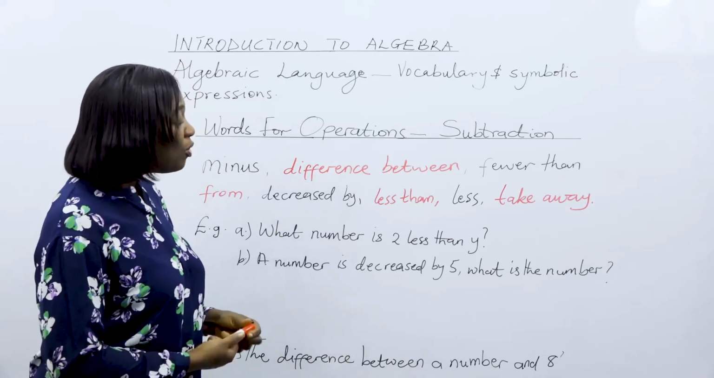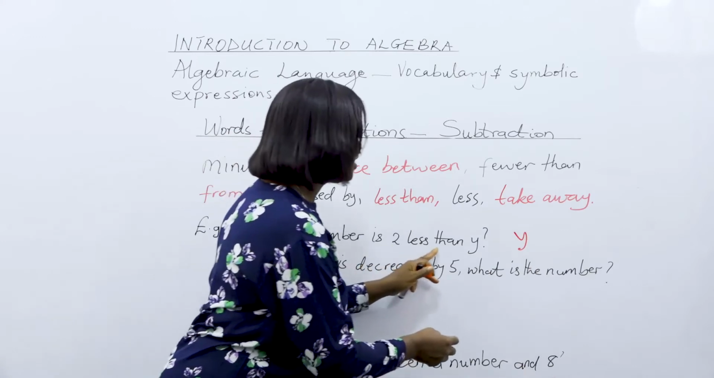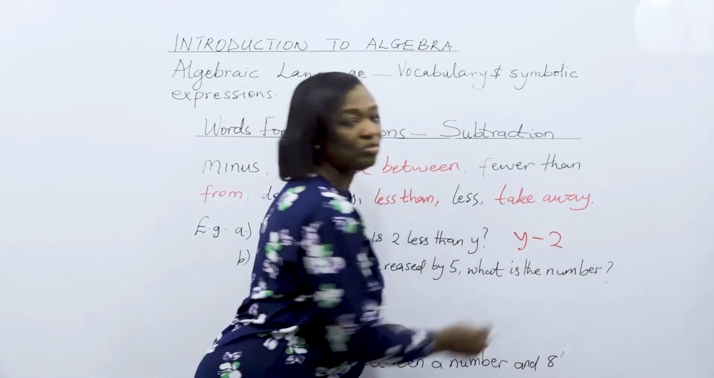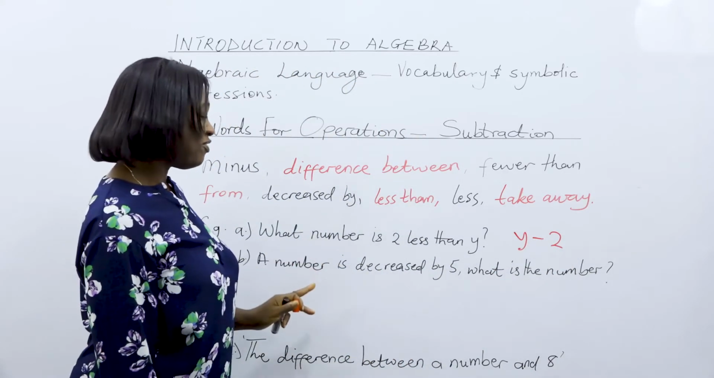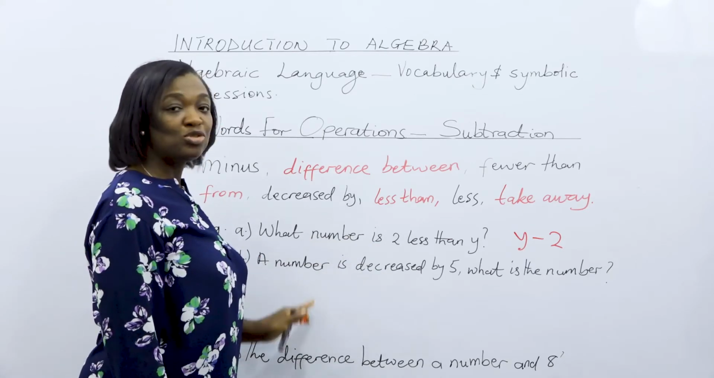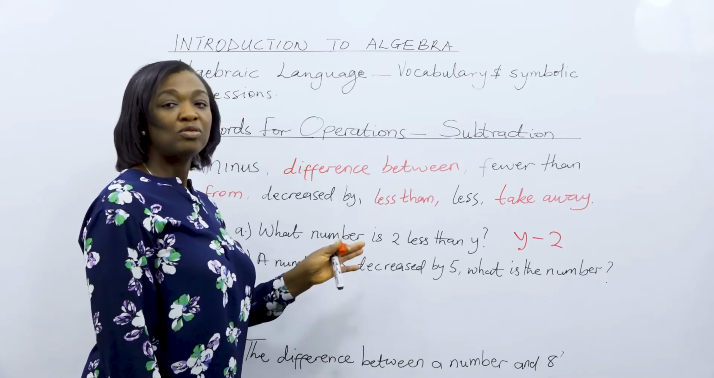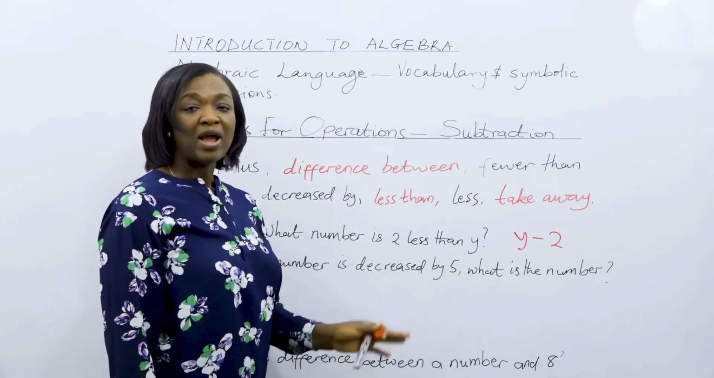So, it's y, take away 2. That is different from what number is y less than 2. Y less than 2 will be 2 minus y.